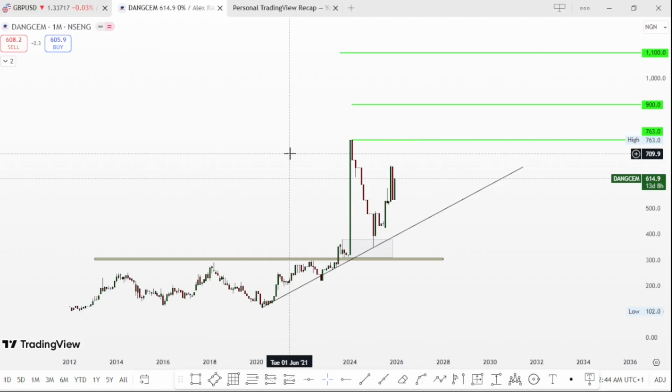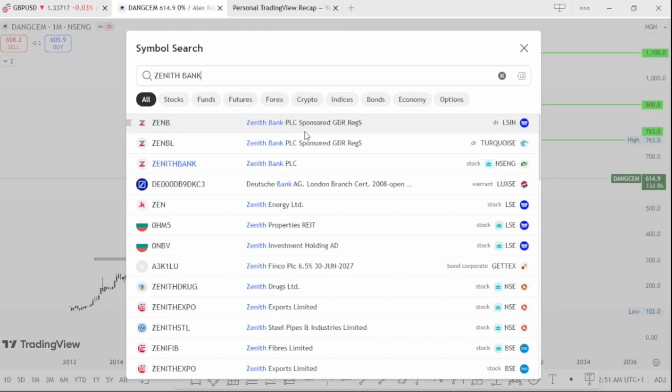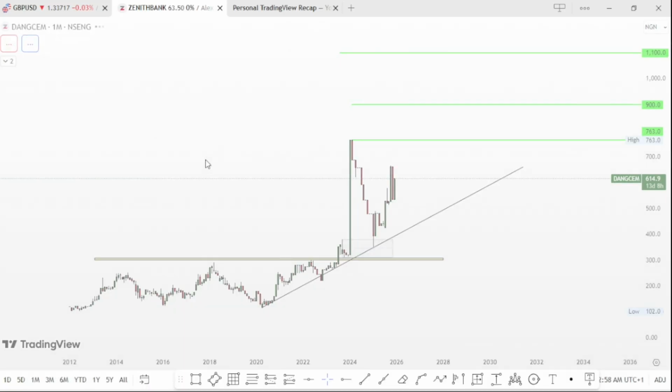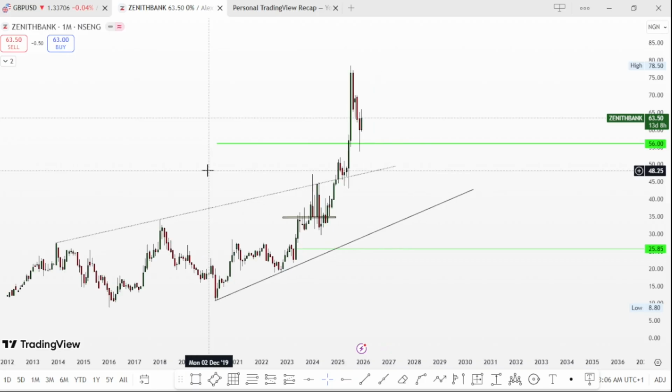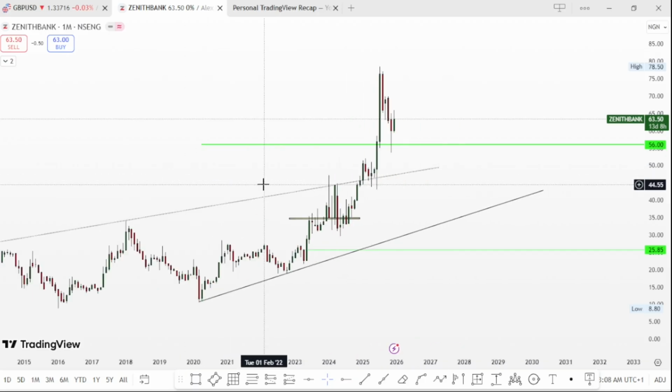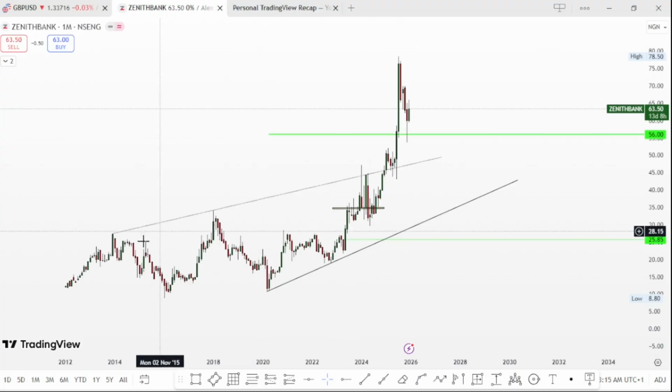And then Zenith Bank, Nigeria. You get what I'm saying? This one is going to go up too. I had this one somewhere around here as well, watching it and buying it. So it's a clear bullish impulsive, corrective move.